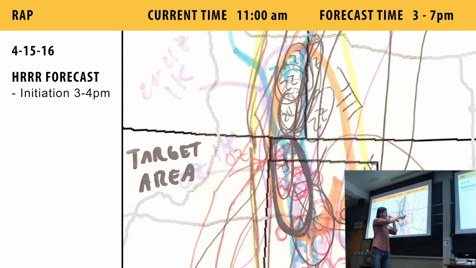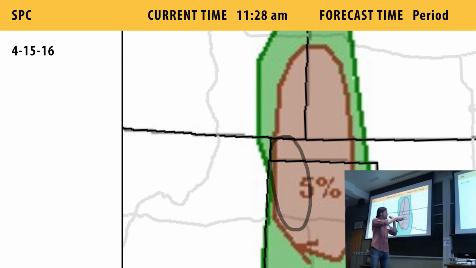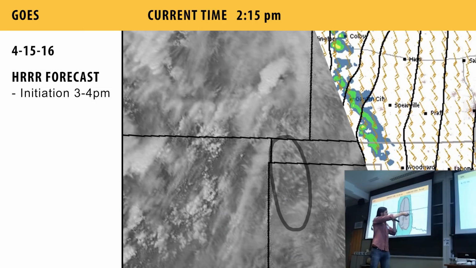So here's my spaghetti. Some people stare into a crystal ball to see the future. I stare into spaghetti. Storm Prediction Center gives an enhanced outlook, 5% chance of tornadoes inside a given area. And okay, here's our GOES image for 215. Here, and there's that cell north of Lamar, kind of spooky, or maybe it's just coincidence, they just got lucky.